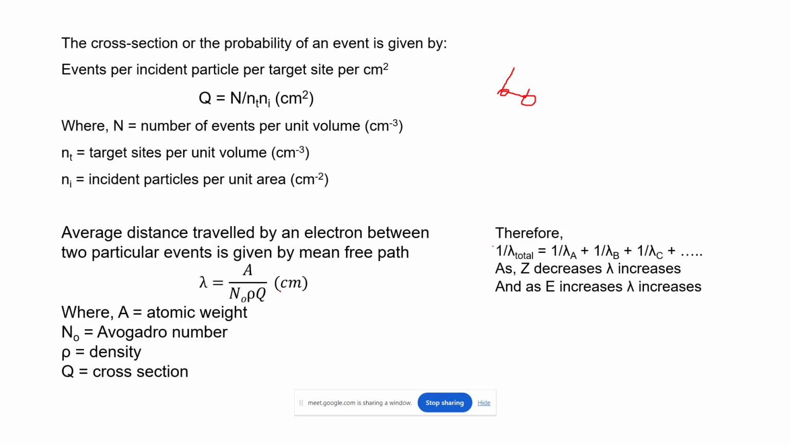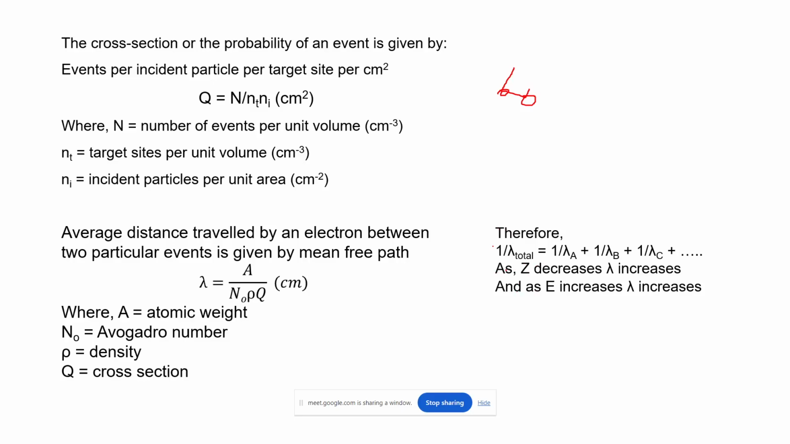As we all know, there won't be any single interaction of the electron beam with the specimen. There will be multiple events happening inside the specimen. So the total lambda is given by 1 over lambda total equals 1 over lambda a plus 1 over lambda b plus 1 over lambda c, and so on. This is the reciprocal of each mean free path of each event. The sum of all those gives you the reciprocal of the total mean free path.